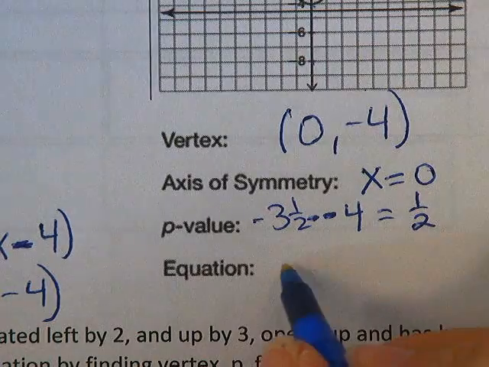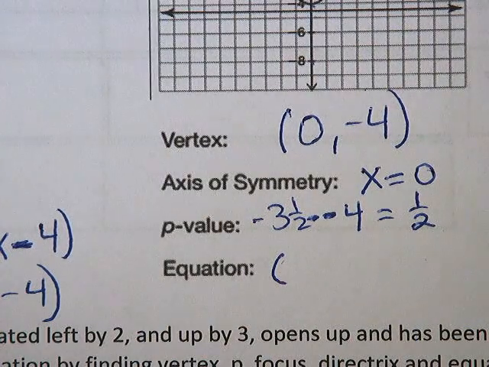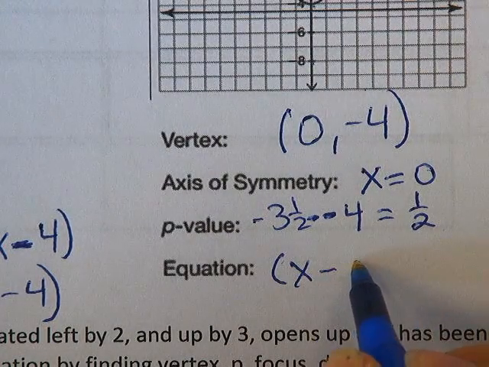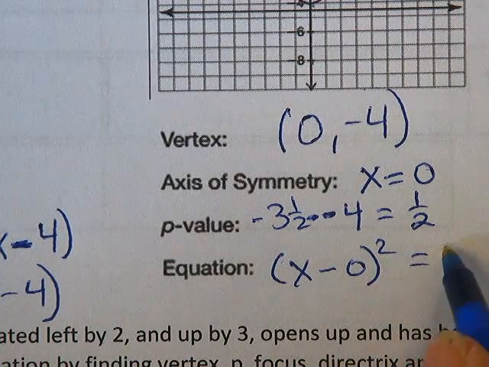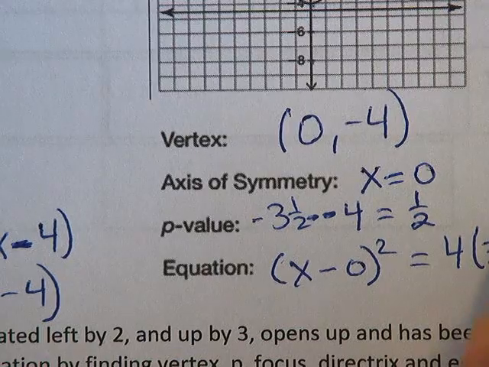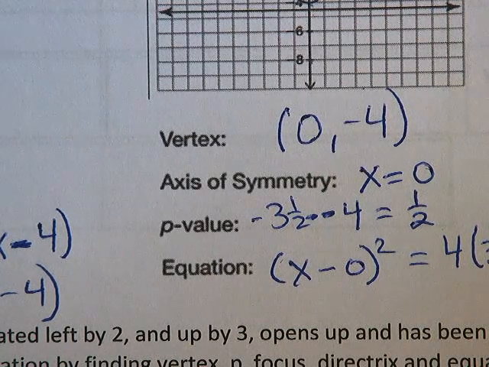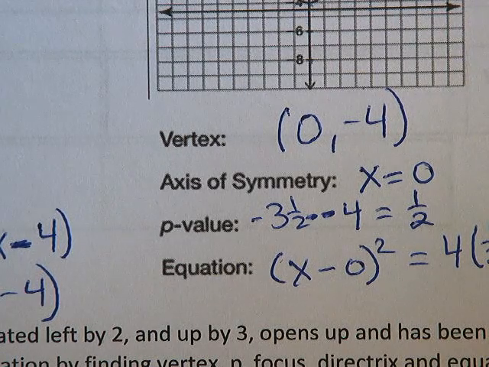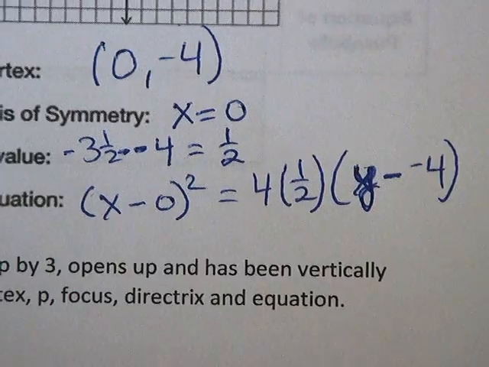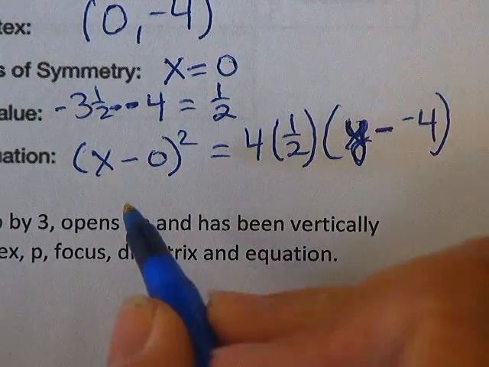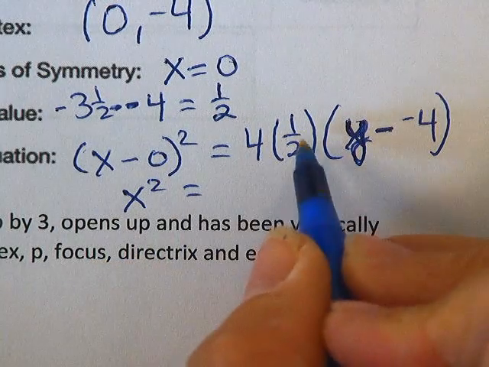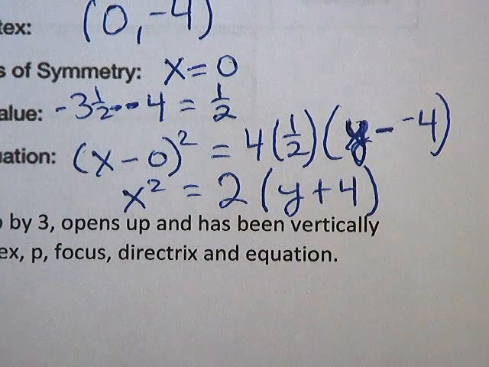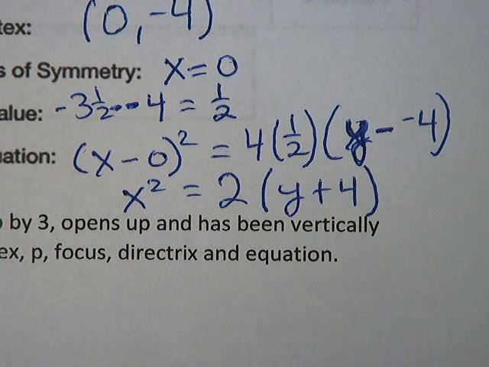My equation now, I need the x to be the squared term. So equation is x minus h, which is 0, squared equals 4 times p, which is 1/2, times y minus k, which is -4. Oh, I've gone off the page. Makes it difficult for you to see. Okay, and again, this is just going to be x squared equals 4 times 1/2 is 2 times y plus 4. That's our equation of this last graph.